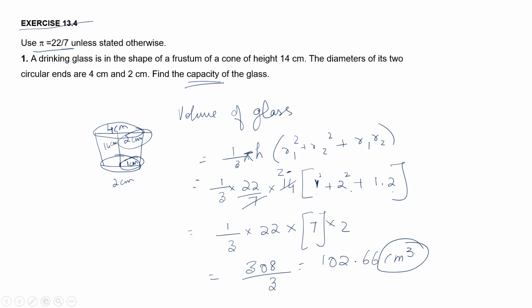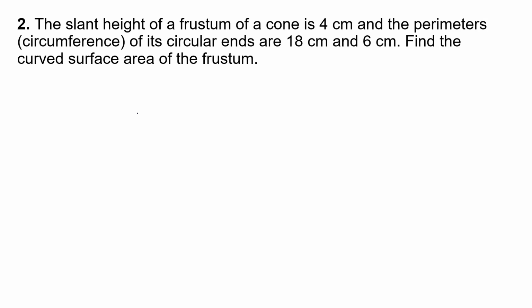Write this. It is given in centimeters and we are finding the volume, so it will be cube. That's it, a very easy sum. The only thing is you have to remember the formulas. Next question: the slant height of a frustum of a cone.